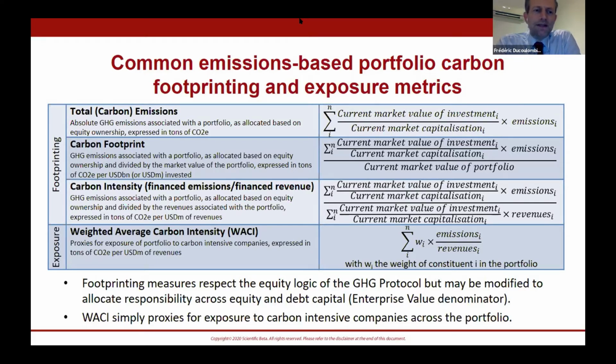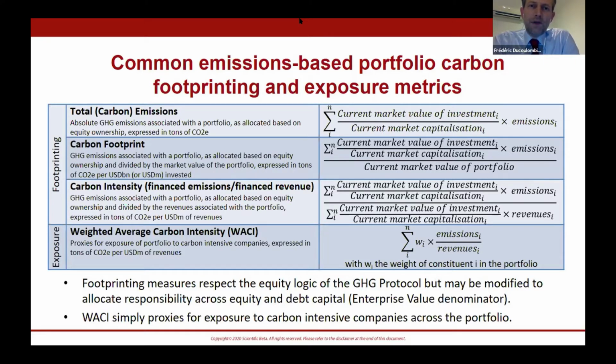The other type of metric is an exposure metric. It just tries to give you an idea of your exposure to carbon intensive companies. So you could be measuring the weights of companies from sectors that are carbon intensive, or if you want to use the emissions, you could average the intensities of the companies in your portfolio. So that's what is done here with weighted average carbon intensity. It's just the weighted average of the intensities of each company. So it doesn't matter how much of the company you control. That's not the purpose there. The idea is that you get a proxy of your exposure to carbon intensive activities.